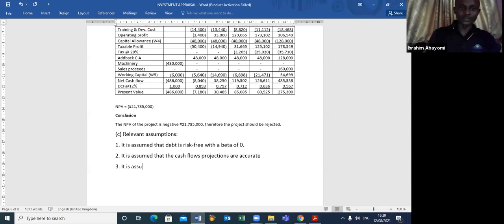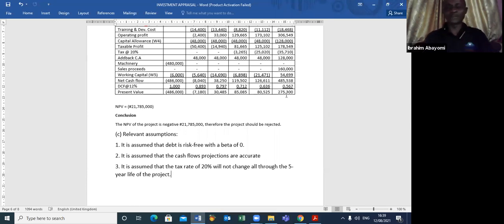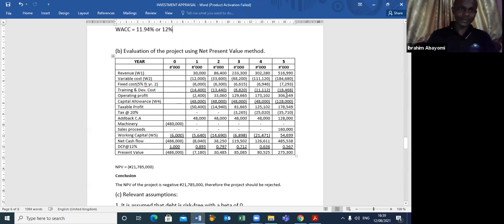It is assumed that the tax rate of 20% will not change all through the 5-year life of the projects. That's another relevant assumption. Okay? What other assumption can you pick again?